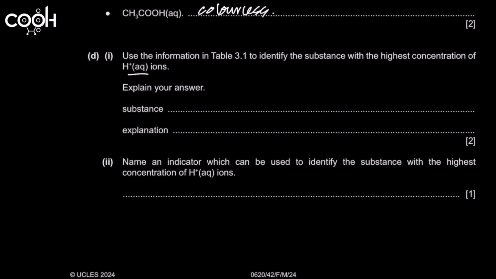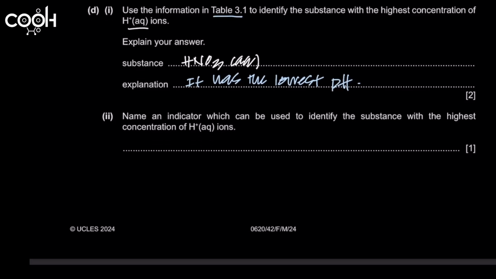So which substance will have the highest concentration of H plus ions? It's going to be HNO3 aqueous, and the explanation is what? It has the lowest pH, because it says use the information in table 3.1. So how did we come to this conclusion? Because in table 3.1 nitric acid had the lowest pH.